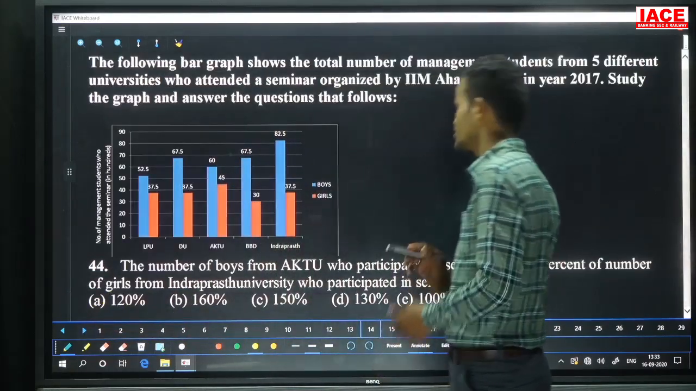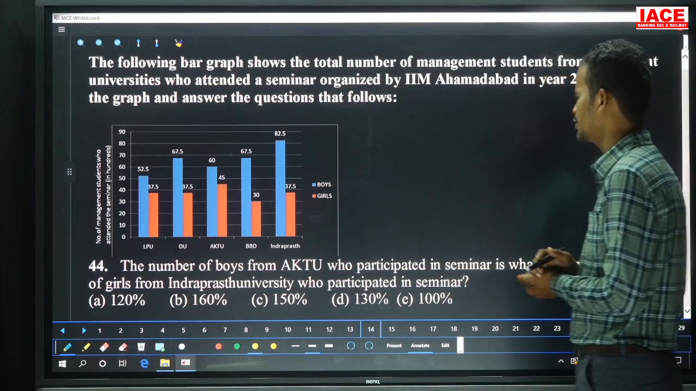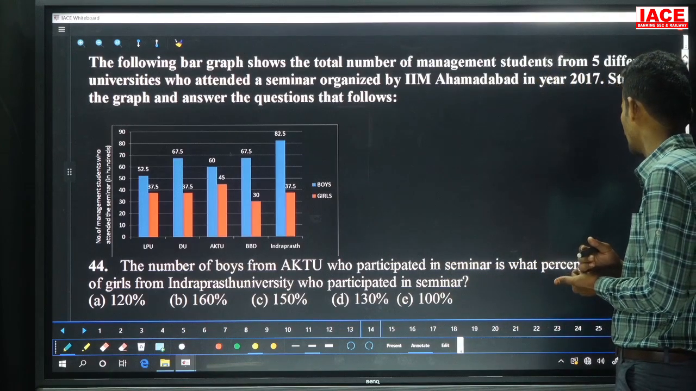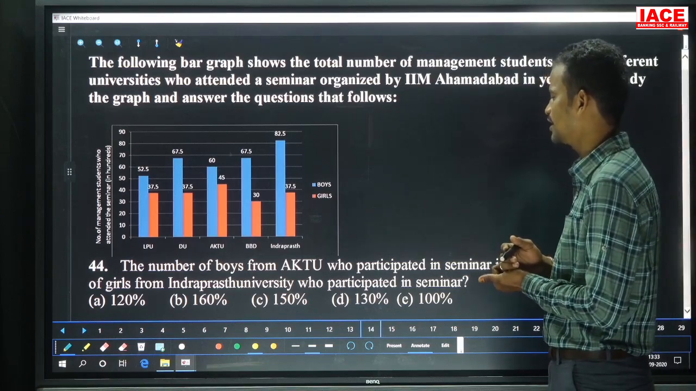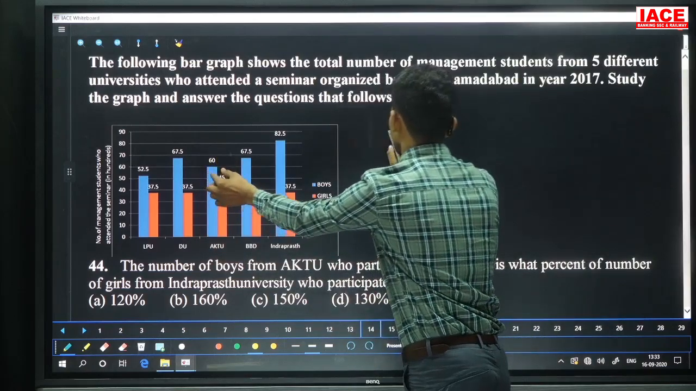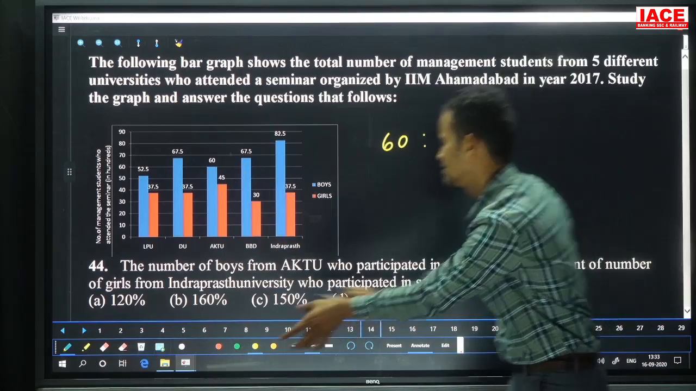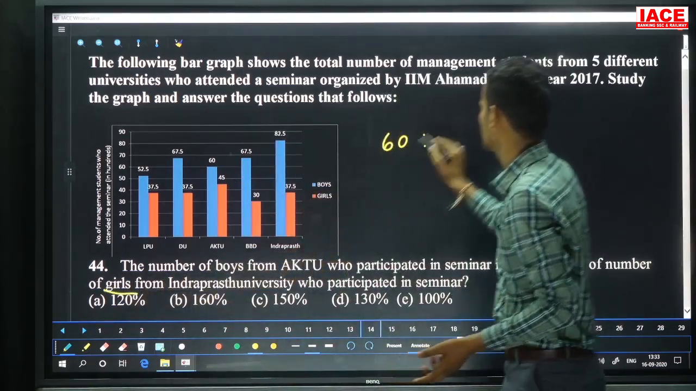What is the next question given, sir? The number of boys from AKTU who participated in the seminar is what percent of the number of girls from Indraprastha University? Okay, AKTU, how many boys are there? 60. On Indraprastha University, girls are required. Girls are how many, sir?